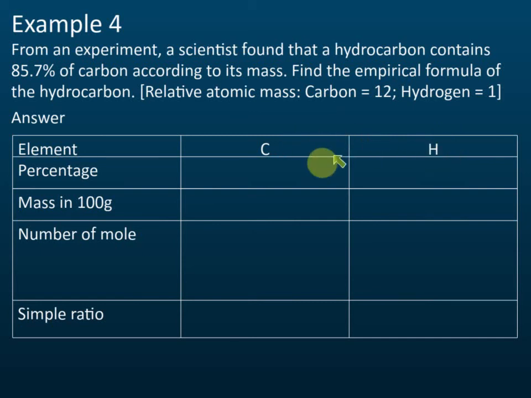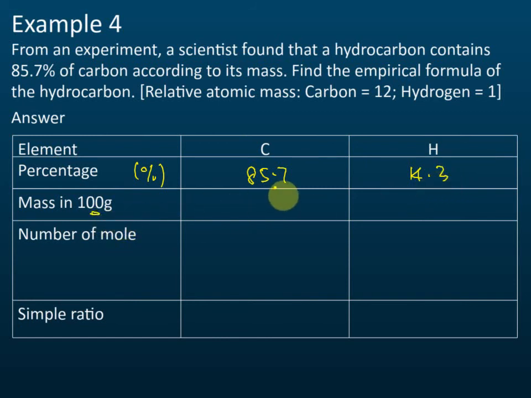Like in this case, it is given that the percentage of carbon is 85.7%. So what's the percentage of hydrogen? We take 100% minus this 85.7%, because the whole thing has 100%. So carbon is 85.7%, then the remainder will be hydrogen. So what is the percentage of hydrogen? 14.3. Yes, that's correct. And let's assume that the sample has 100 grams.